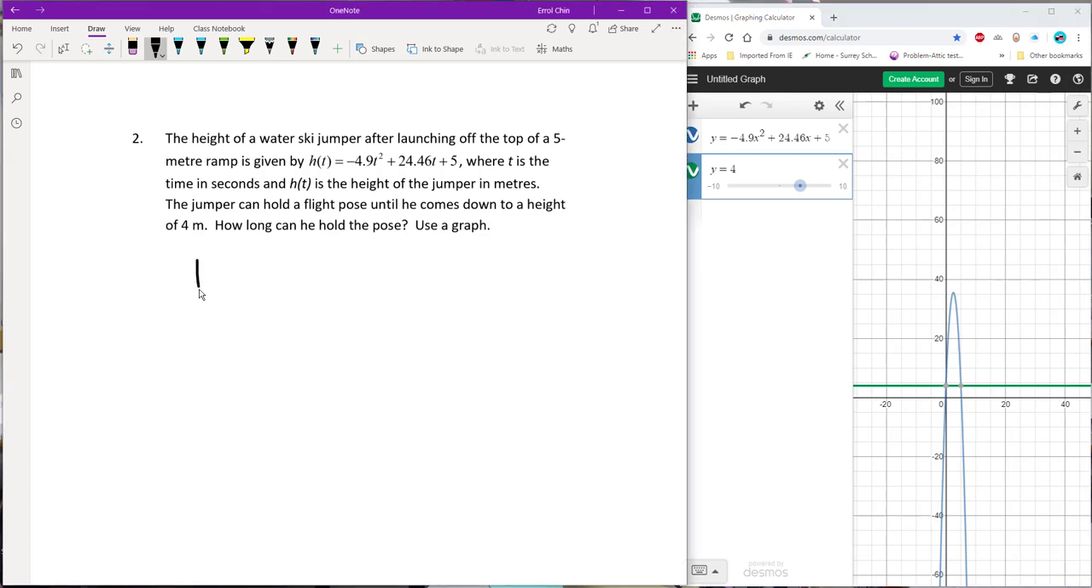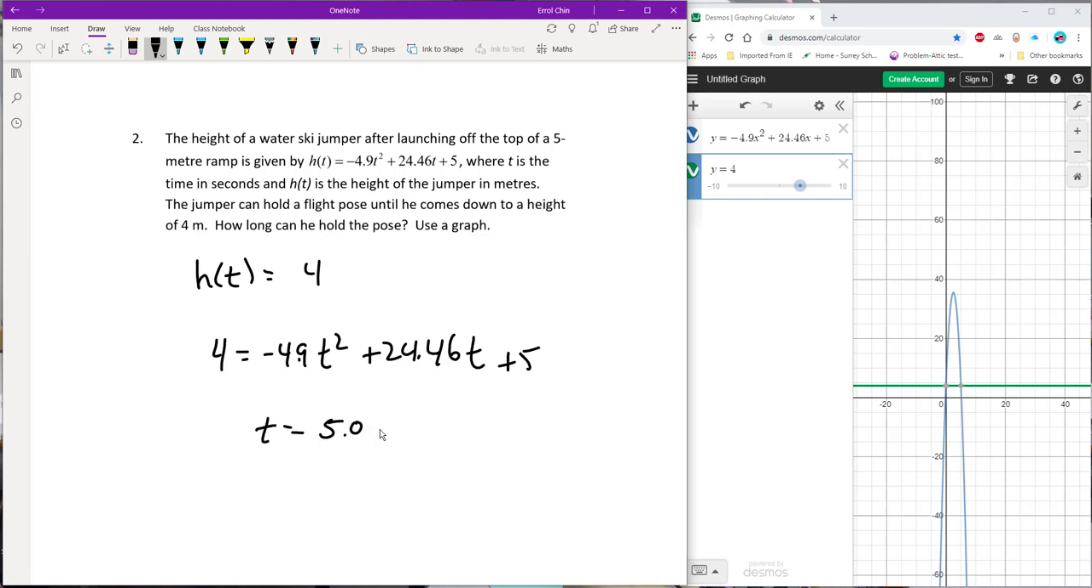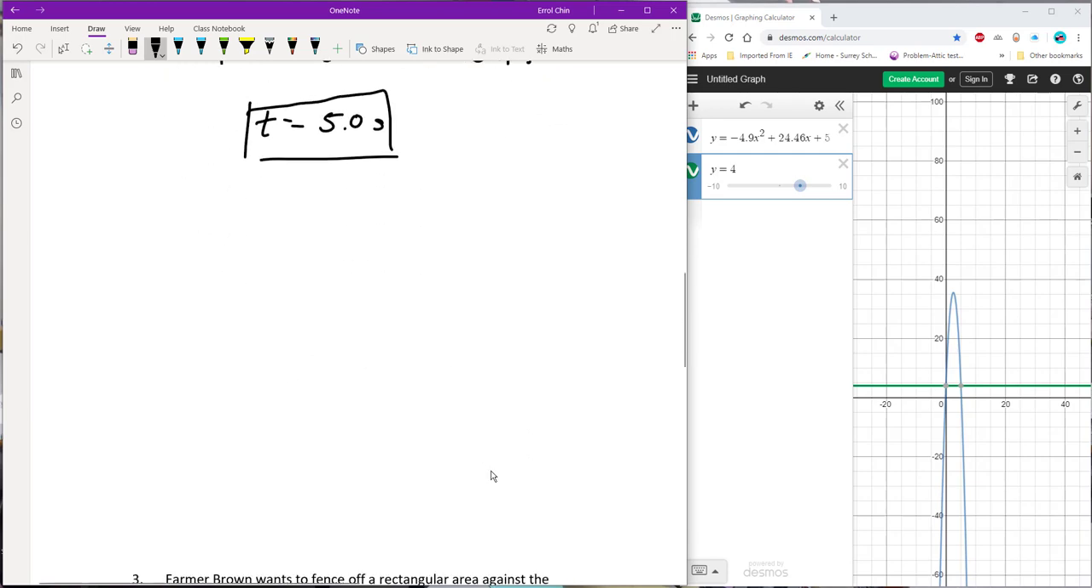So what we do is we know that the height is equal to 4 meters, and so I'm going to plug 4 meters into my equation, negative 4.9 t squared plus 24.46 t plus 5. Using Desmos, we figured out t was 5.0 seconds. Okay, all I need is 1 decimal place of accuracy, so it's not a big deal. Done. All right, moving on.